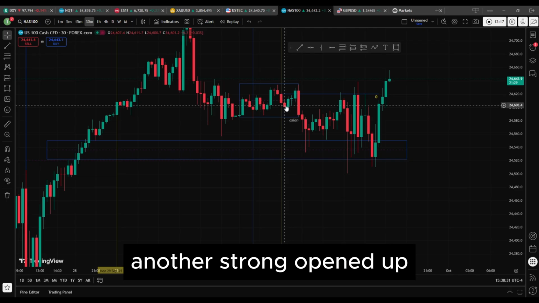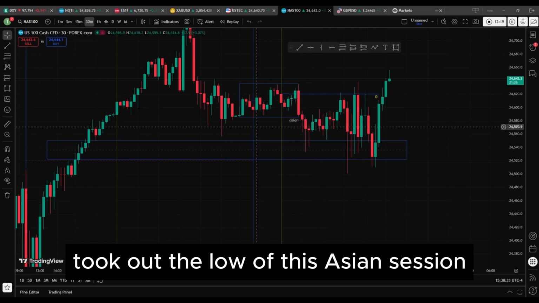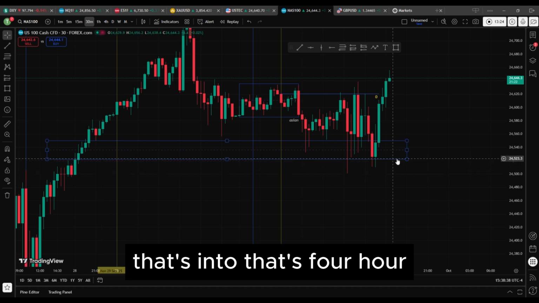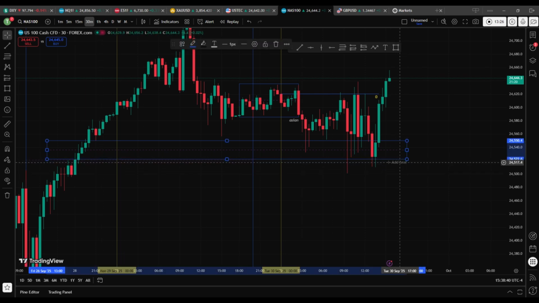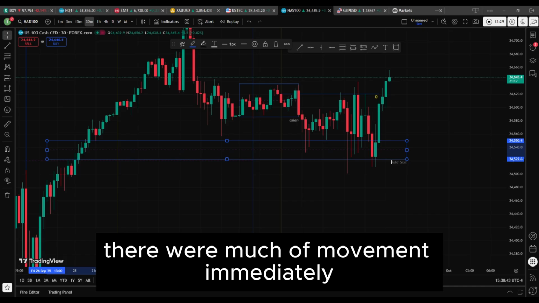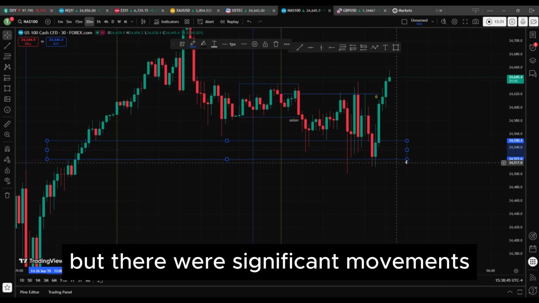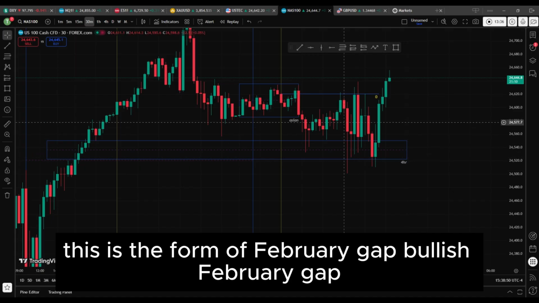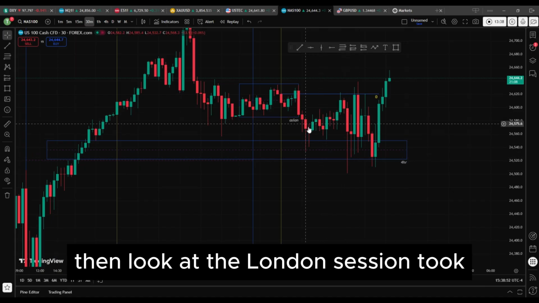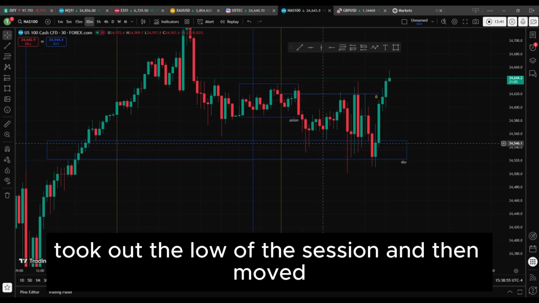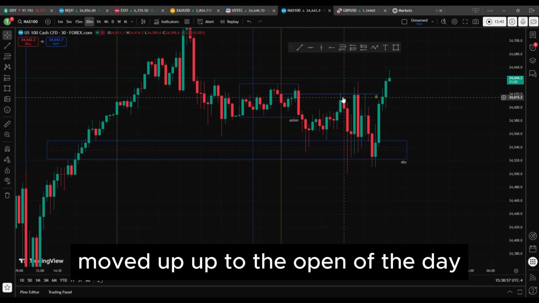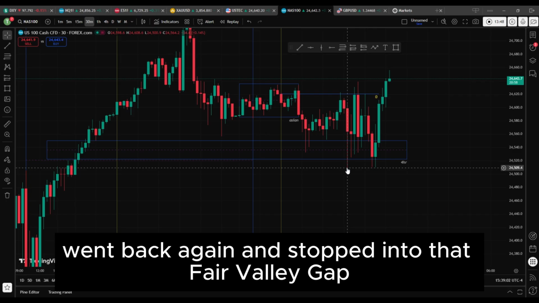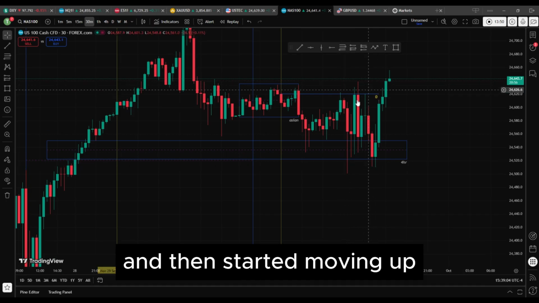Price took out the low of this Asian session and tapped into that 4 hour bullish fair value gap, but there was not much movement immediately. Later the London session took out the low of the Asian session and then moved up to the open of the day. The New York session went back again into that fair value gap and then started moving up.